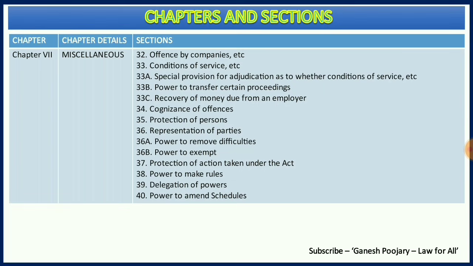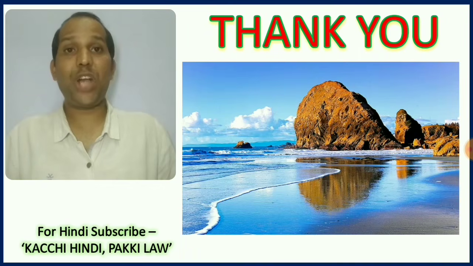After that we have section 34 on cognizance of offense. Then we have protection of persons. Then we have representation of parties. Then we have amendment section 36A and B on power to remove difficulties and power to exempt. Section 37 is on protection of action taken under the Act. Then we have power to make rules, and 39 is on delegation of powers, and finally section 40 on power to amend schedules. That's a lot of reading for me.